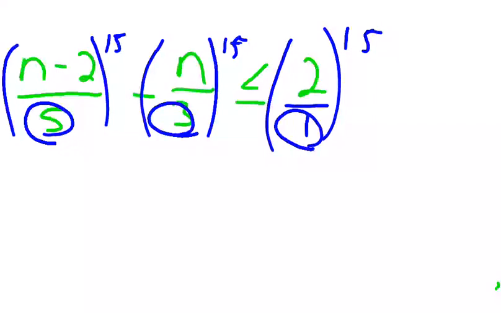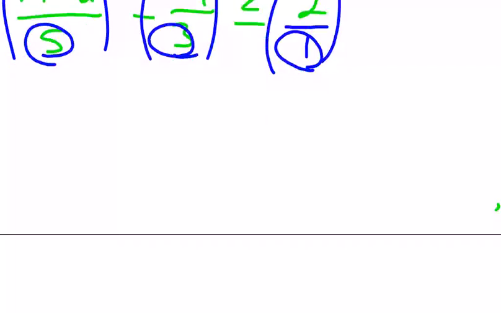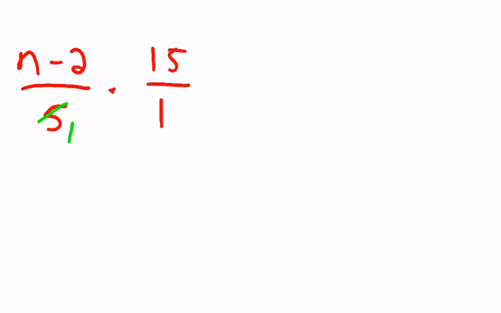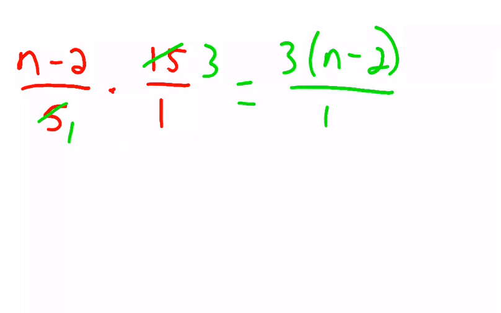So again, looking at that, we have n minus 2 over 5 times 15 over 1. And we notice that 5 goes into 5 once and goes into 15 3 times. So we end up with 3 times n minus 2 over 1, which is just 3 times n minus 2.